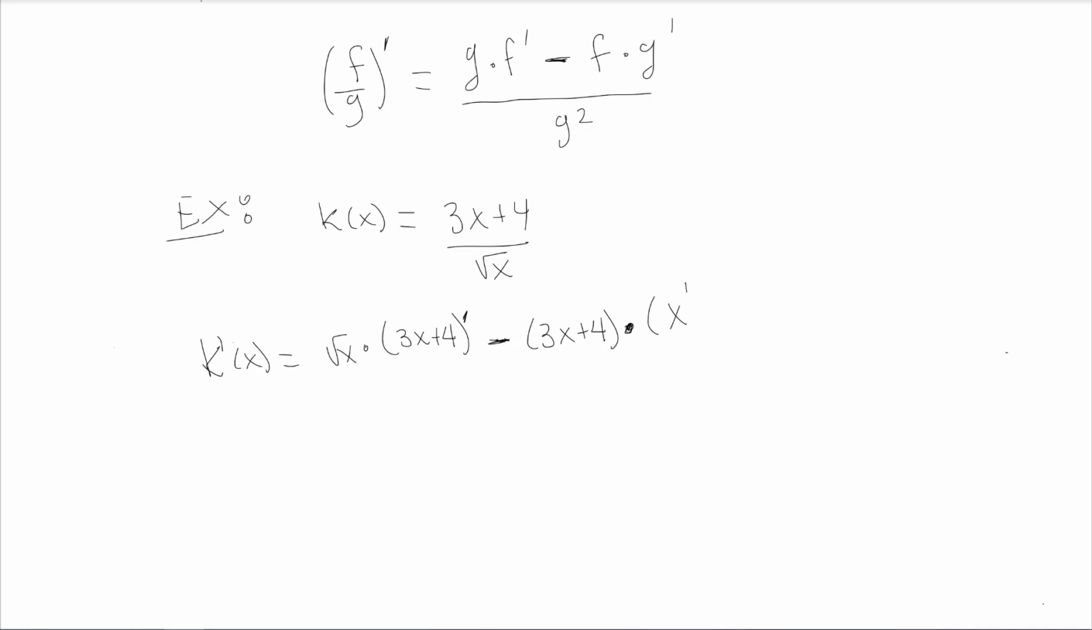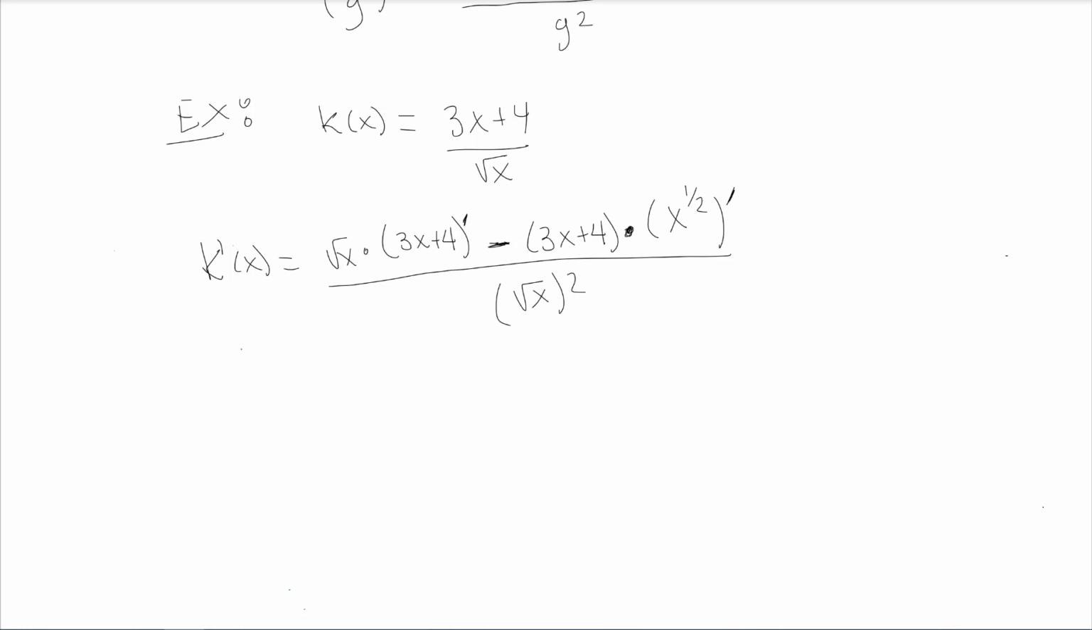Since I'm going to take the derivative, I'm going to write that as x to the 1/2. And I'm going to take the derivative of that, all over the bottom function squared. So the bottom function is the square root of x, and I'm going to square this. So k prime of x becomes the square root of x times the derivative of 3x plus 4. Derivative of 3x is 3. Derivative of 4 is 0, so it's just 3.